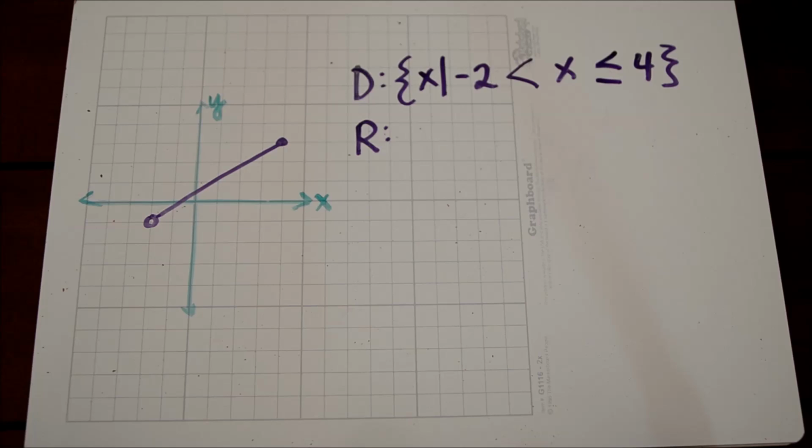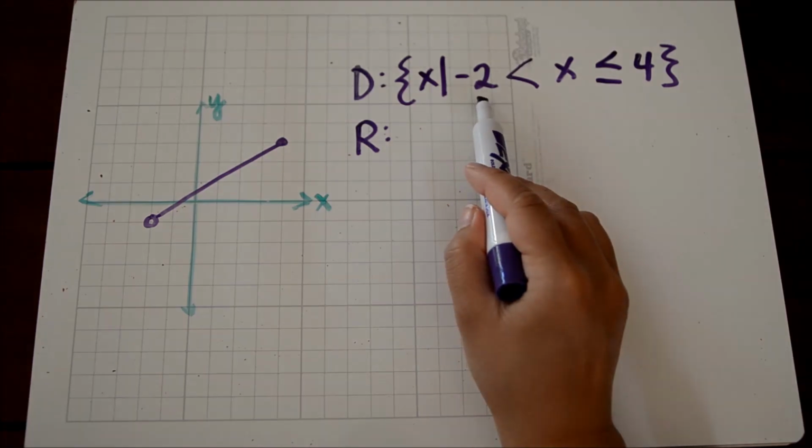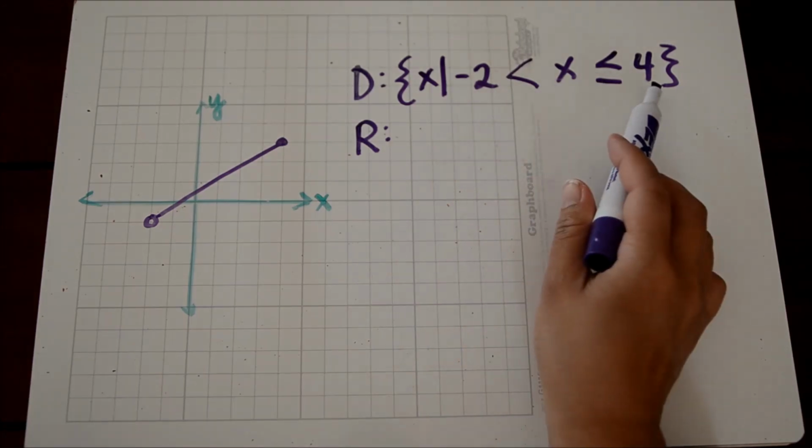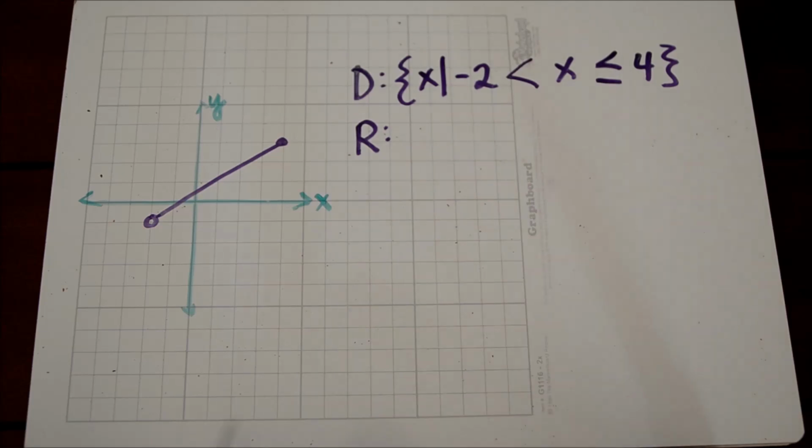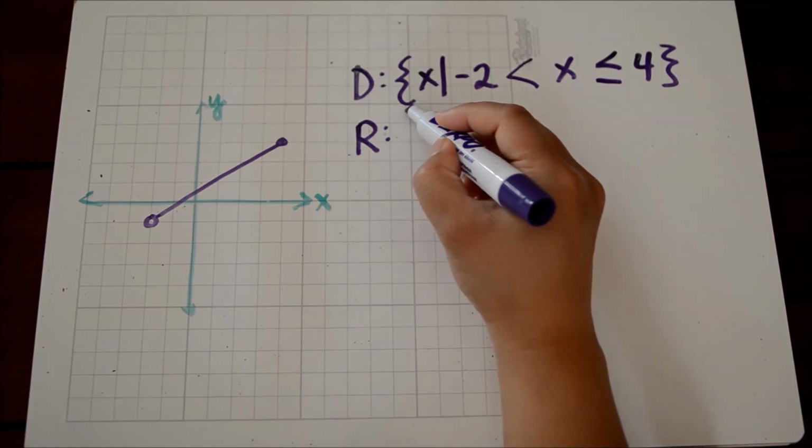So our domain values are all the x values where x is greater than -2, but less than or equal to 4. It's all the numbers in between, not including -2, but including +4. So a possible domain value could be 3.5 or 1, -1, but it can't be a number like 5, or it can't even be -2 because those are outside of our domain values.